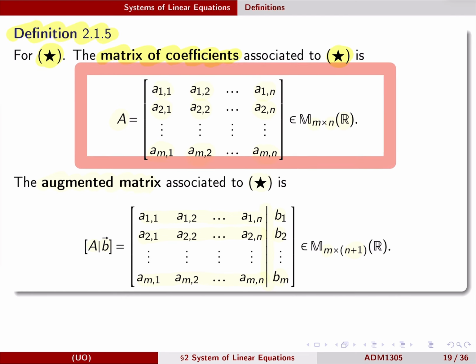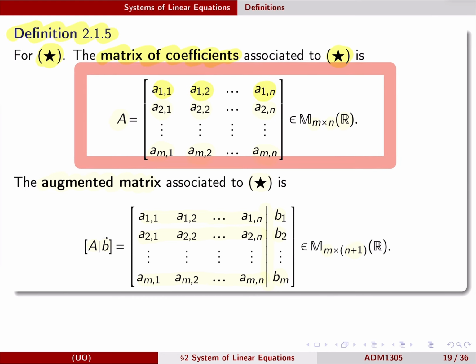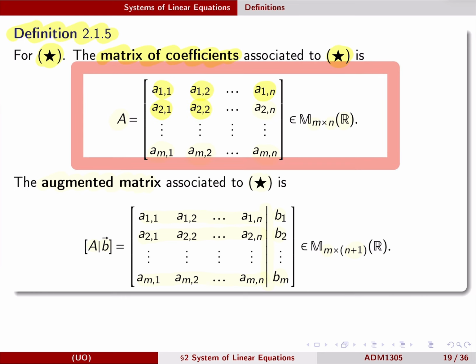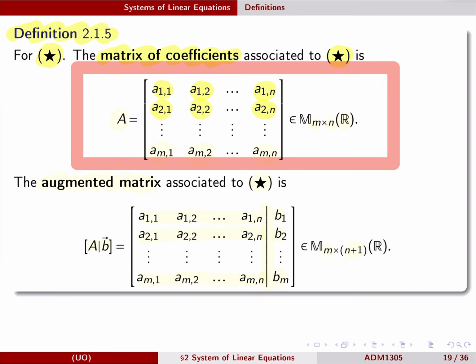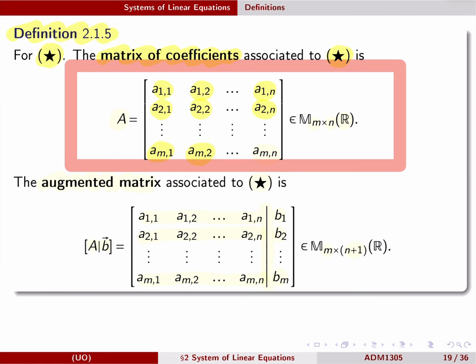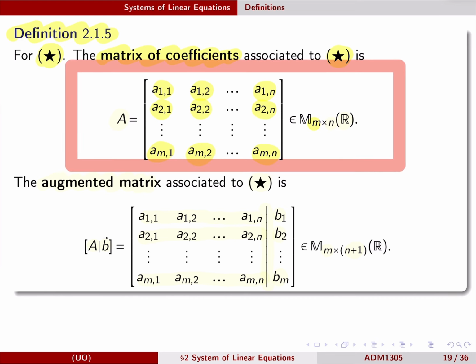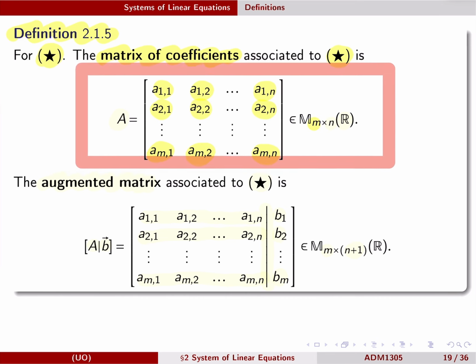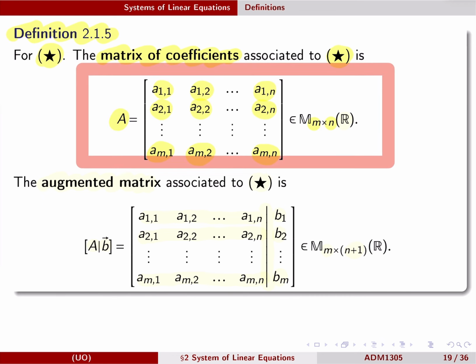So the first row of that matrix will be a11, a12, all the way up to a1n. The second row is going to be a21, a22, a2n, all the way down to the last row, the m-th row, am1, am2, all the way up to amn. So because we have m equations, that matrix will have m rows. And because we have n variables, we're going to have n columns. So that matrix A is an m by n matrix with real entries.